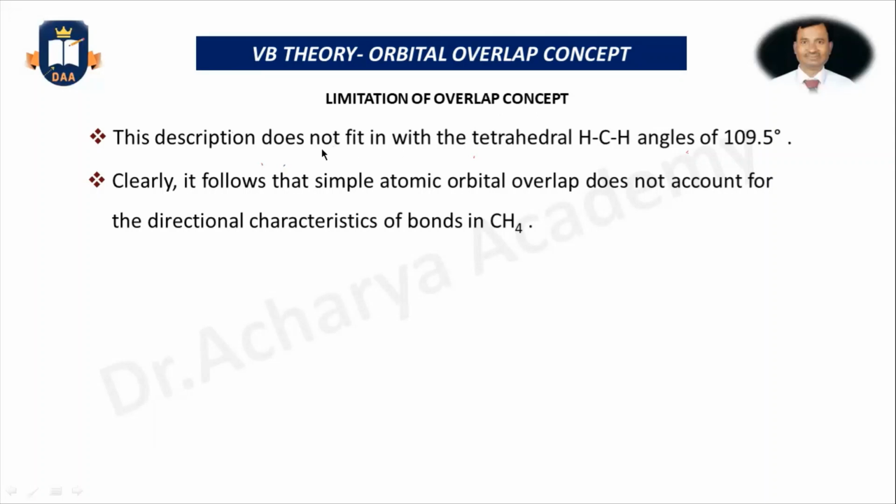This overlap concept does not fit with the tetrahedral H-C-H angle of 109.5 degrees in methane. Clearly it follows that this atomic orbital overlap, which I discussed now, does not account for the directional characteristics of bonds in methane.